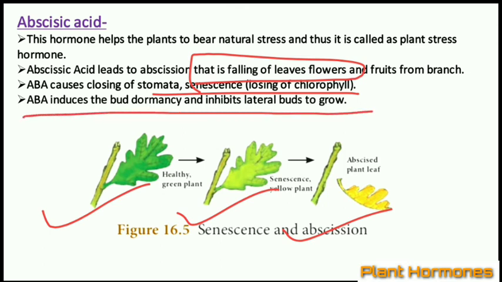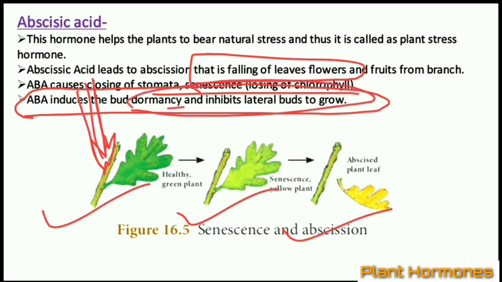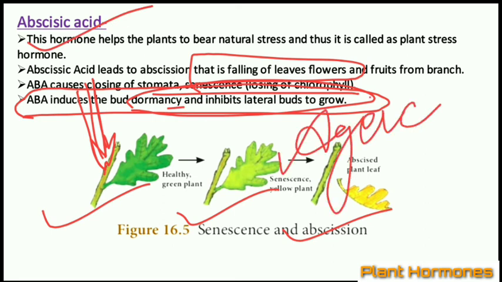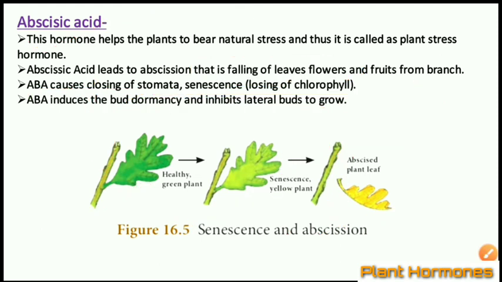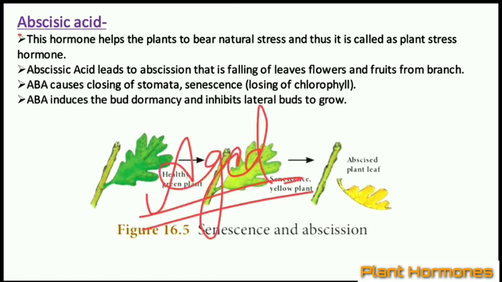ABA induces bud dormancy. What is bud dormancy? Suppose here some new bud is there. This bud has to grow into a new leaf. Now this bud will not grow into a new leaf due to abscisic acid. So this produces aging in the plant. The plant gets aged due to abscisic acid.